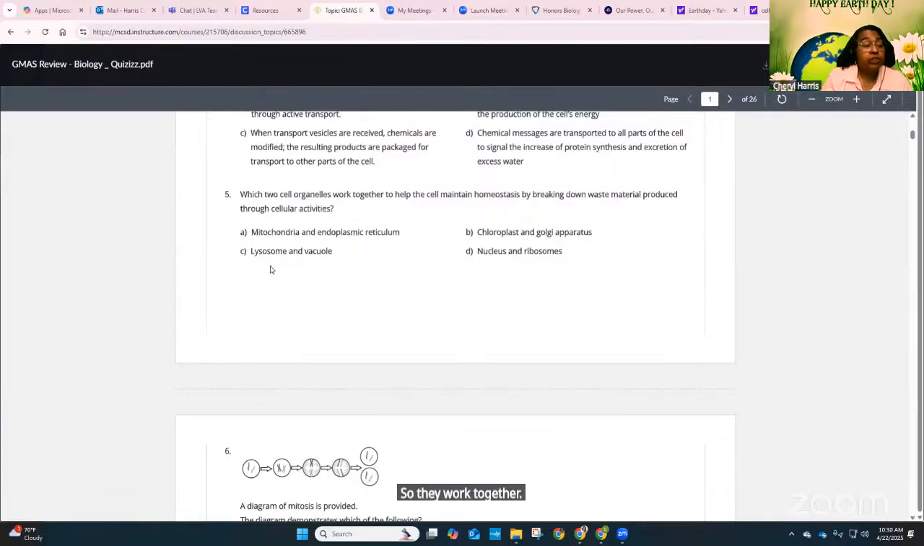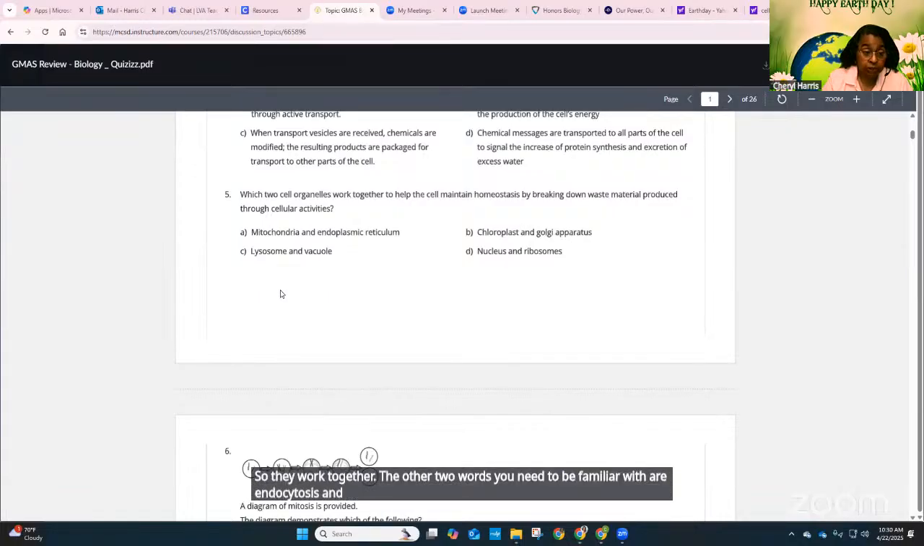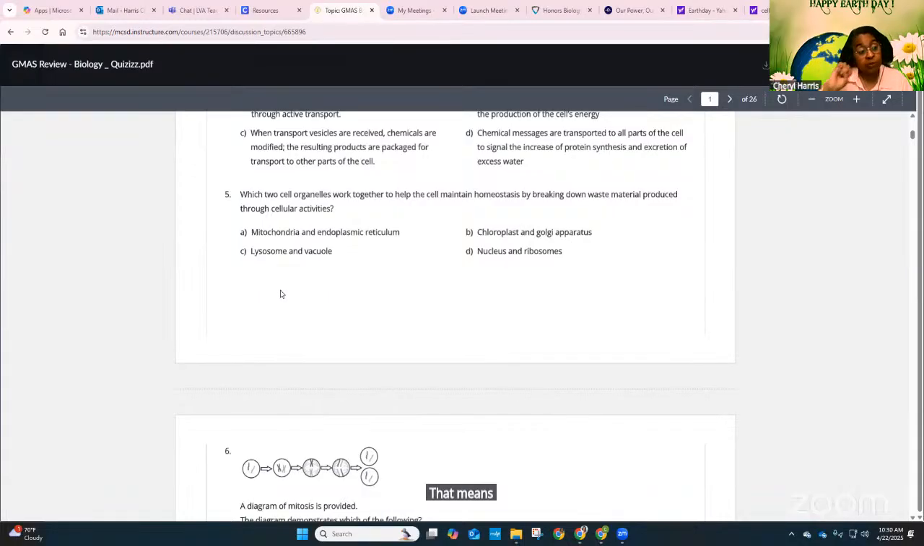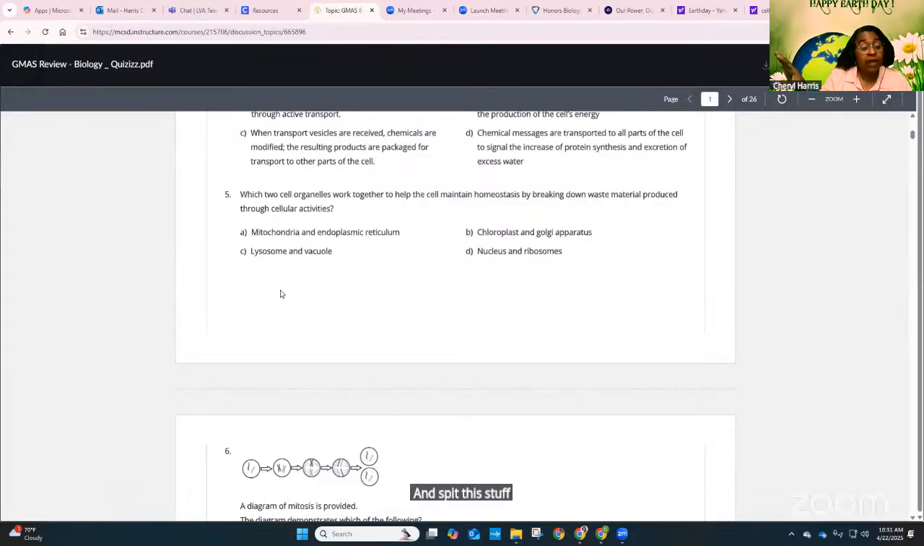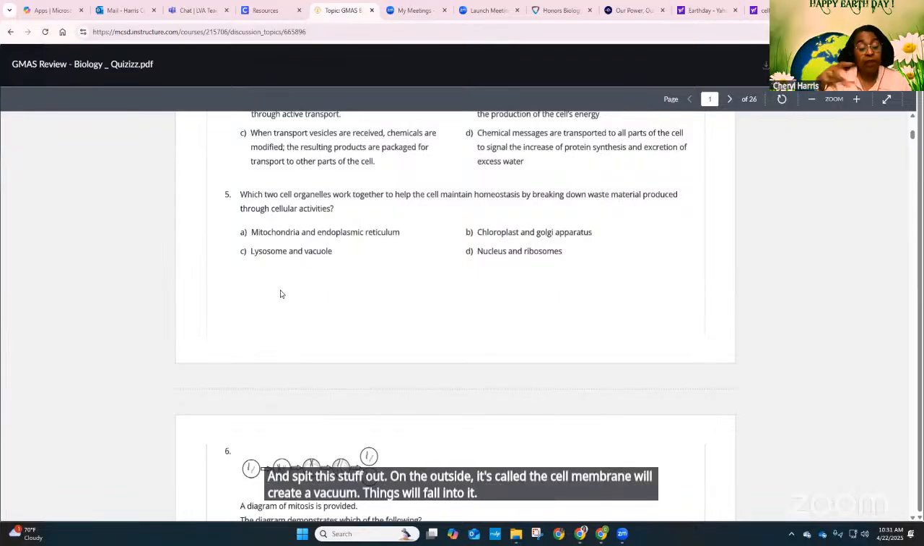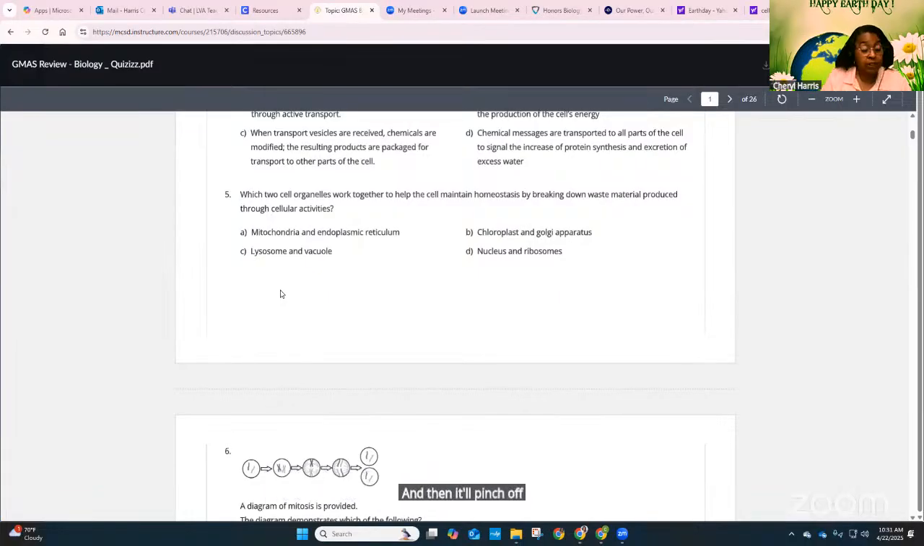The other two words you need to be familiar with are endocytosis and exocytosis. That means that things are going to be spit out of the cells. If it's exo, that's exit. And endo is when they bring it in. But in doing so, the vacuole moves to the edge of the cell and spits the stuff out. On the outside, the cell membrane will create a vacuole. Things will fall into it, and then it'll pinch off, and then the vacuole will go where it needs to go. So those two words, endocytosis, exocytosis, you need to remember those.